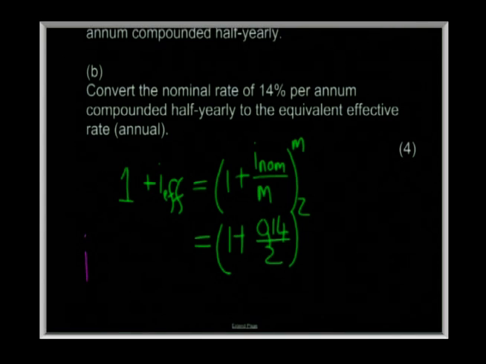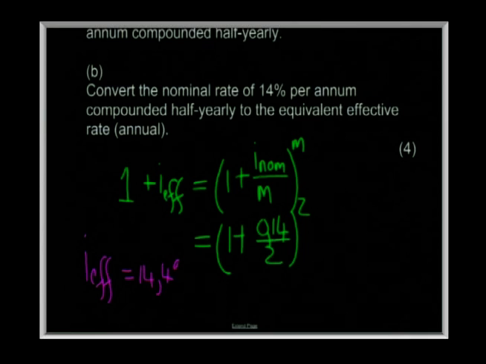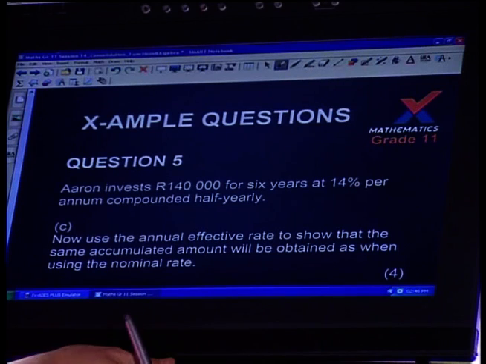So the effective interest rate is 14,49%. So what does this mean exactly? If they give you your interest twice a year, they've got to give you 7% and 7% each time, right? But in order for you to get exactly the same amount of money, if they're only compounding it once a year, they actually have to give you slightly more than 14%, 14,49%, right?